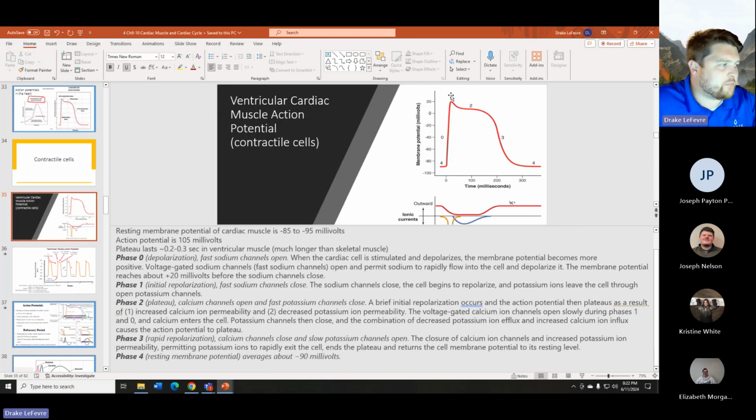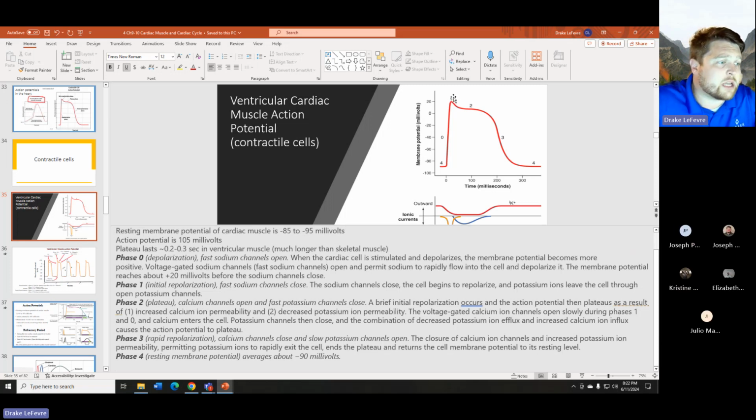Okay, so up here at the peak, those fast sodium channels close. The cell begins to repolarize because once it's up here, those voltage-gated potassium channels start opening. Then we get this plateau because calcium channels open. So while potassium is leaking out, calcium starts to come back in to give us a nice plateau, and that gives us a little bit of a pause.